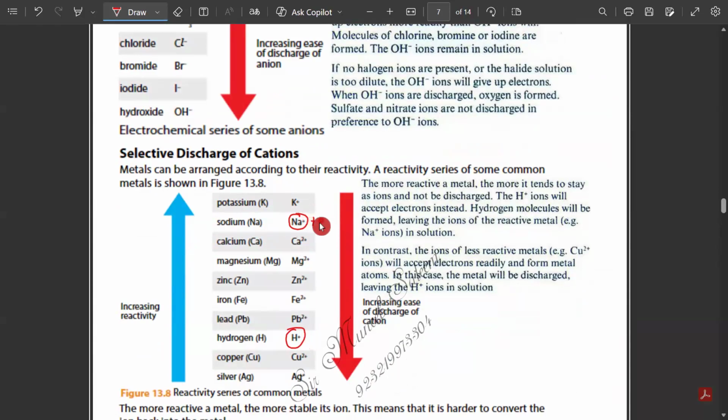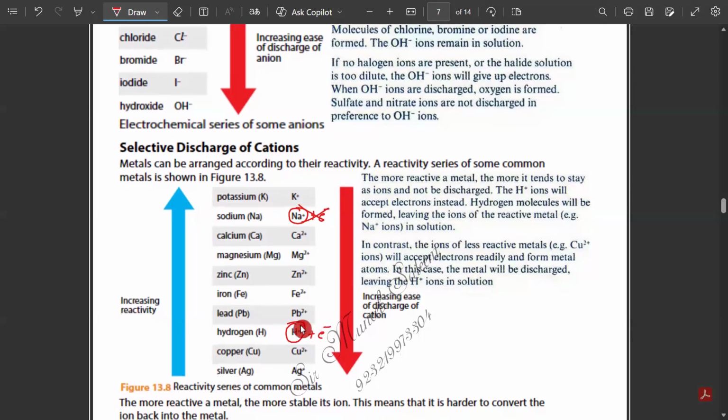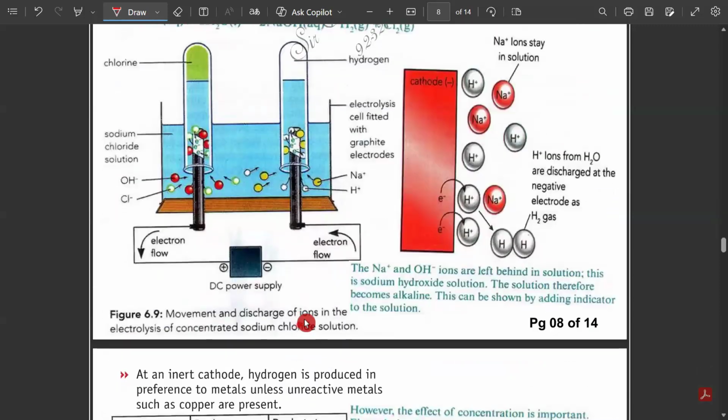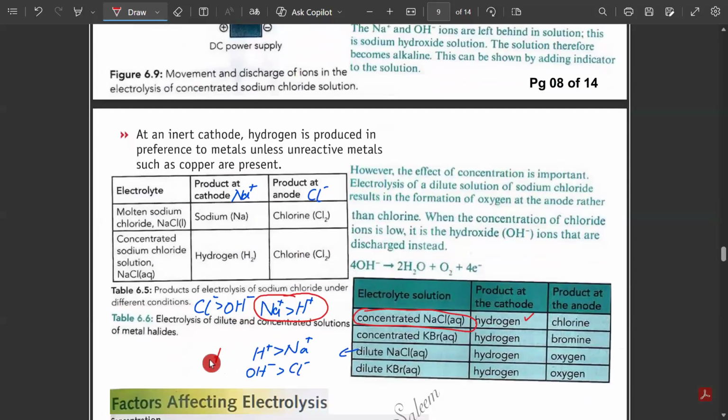By reduce, we mean it cannot accept the electrons. It's not possible for the sodium. But hydrogen ion, on the other hand, is much less reactive, so it can easily accept the electrons to get reduced. So that's why we get the hydrogen gas produced in both the dilute form as well as in the concentrated form. Both cases will give you hydrogen gas. So hydrogen gas is produced at the cathode by the gain of electrons.